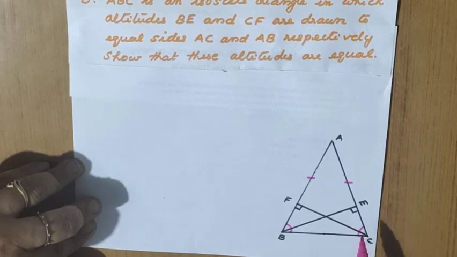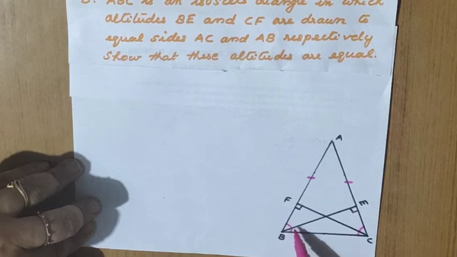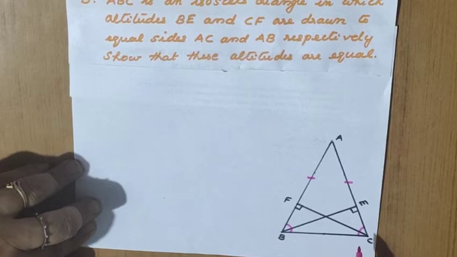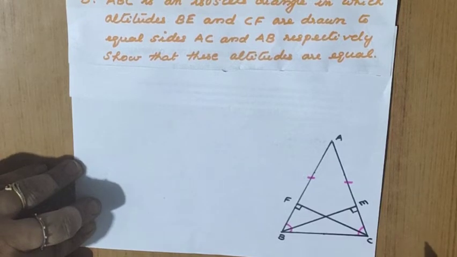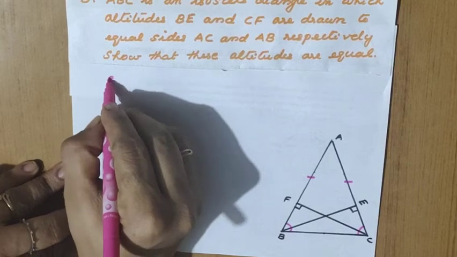Altitudes are equal is given, right? So altitudes are equal, we have to prove. BE as well as CF are two of the sides only. Now which type of criteria can we use here? Let me check. So what is given, we will complete first.